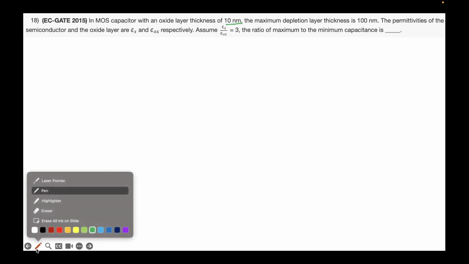Okay, another numerical that is based on the understanding also from the gate. So in this problem it says that in a MOS capacitor with an oxide layer thickness of 10 nanometers. So this is the TOX that is given to us, 10 nanometers. In one of the problems, you remember, it was 45 nanometers. And as I've been saying, we are entering into single digit nanometers now.